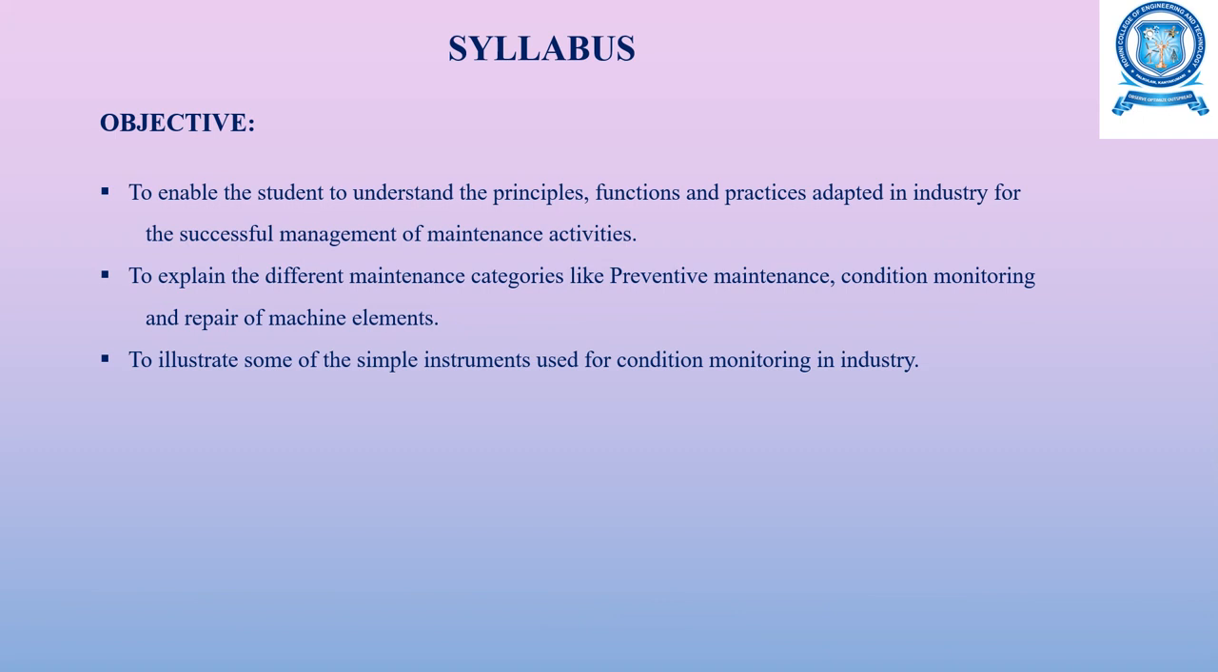The main objective of studying this course is to enable the student to understand the principles, functions, and the practices adopted in industry for the successful management of maintenance activities, and to explain the different maintenance categories like preventive maintenance, condition monitoring, and repair to machine elements, and to illustrate some of the simple instruments used for condition monitoring in industry.